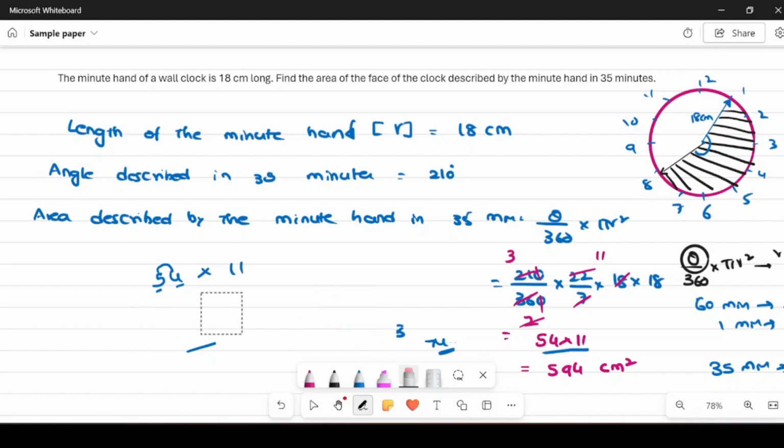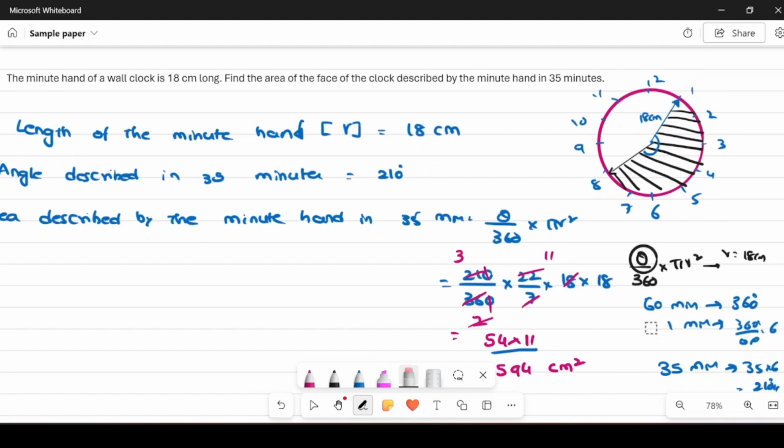Okay. Hope this is clear. Basically, we need to find the area of the face of the clock described by the minute hand in 35 minutes. So basically, this is the area of the sector. The formula is theta by 360 into pi r square. Here we know everything except theta, the angle made by the minute hand in 35 minutes. For the whole 60 minutes, it is 360 degrees. So for 1 minute, the angle described will be 6 degrees. We need it for 35 minutes, so just multiply by 35. So 35 into 6 is 210 degrees.